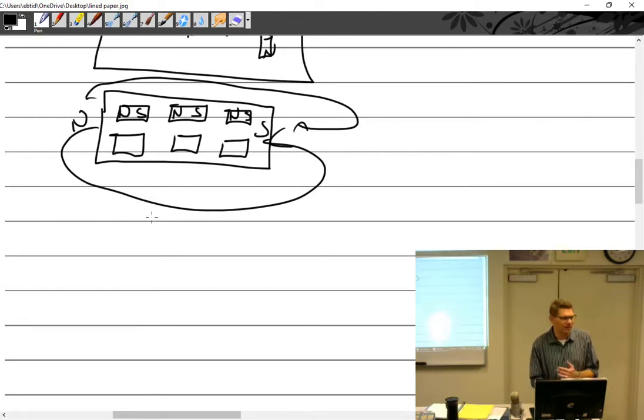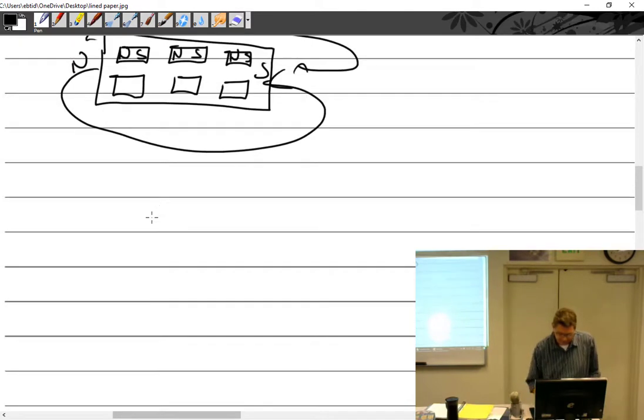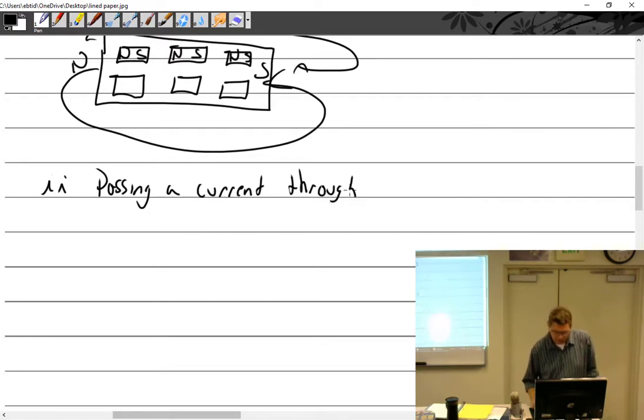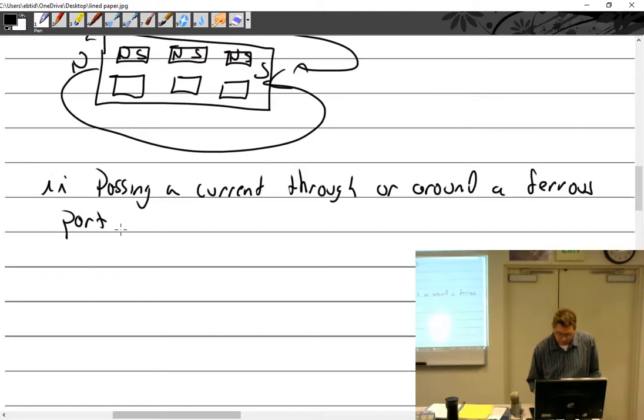So we can magnetize by either subjecting the part to a magnetizing source by running current through it, or subjecting it to a magnetic force next to it. Passing a current through or around a ferrous part will cause the molecules to line up and the part to become magnetized.